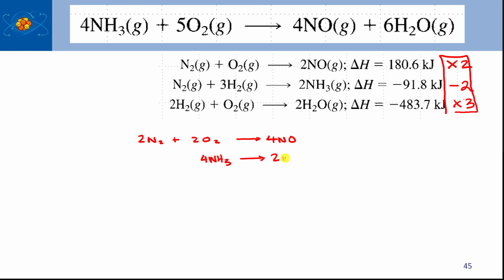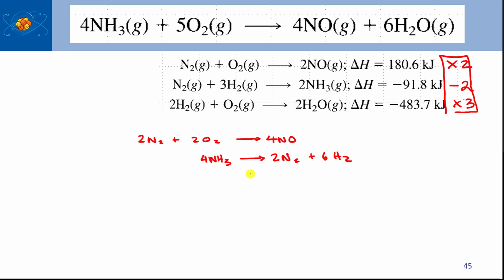That means I'll have 2 N2s and 6 H2s like that. And the energy for that would correspond to minus 91.8 times minus 2, okay? Now, I have my H2s and my H2Os over here. It looks like all I need to do is triple it, right? So if I take 3 times this one, I'll have 6 H2Os.